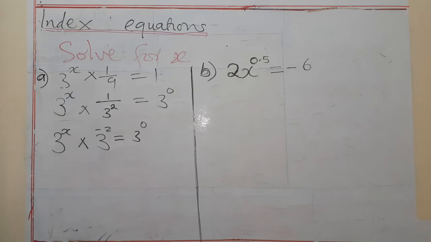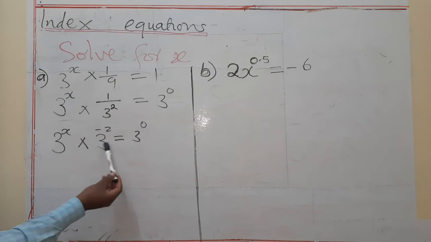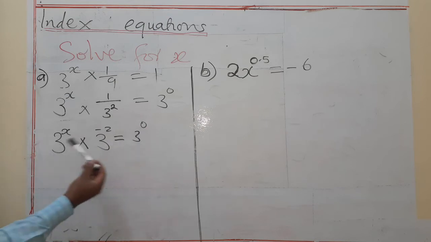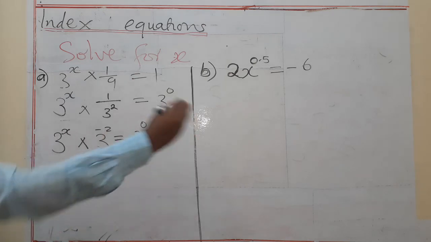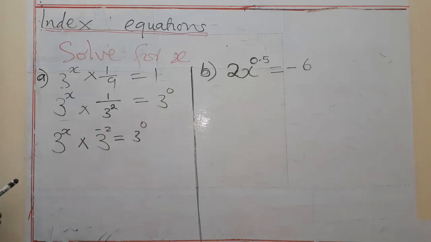Now the base here is the same, 3 throughout, so we can equate the exponents. So we are going to say x, minus 2, the answer is 0.